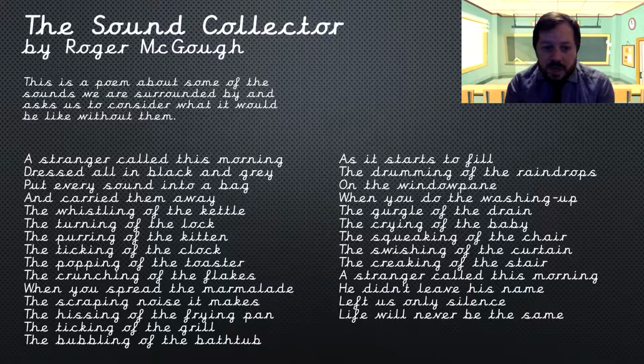The whistling of the kettle, the turning of the lock, the purring of a kitten, the ticking of a clock, the popping of a toaster, the crunching of the flakes, and when you spread the marmalade, the scraping noise it makes, the hissing of the frying pan, the ticking of the grill, the bubbling of the bathtub as it starts to fill, the drumming of the raindrops on the window pane, when you do the washing up, the gurgling of the drain, the crying of the baby, the squeaking of the chair, the swishing of the curtain, the creaking of the stair. The stranger called this morning.